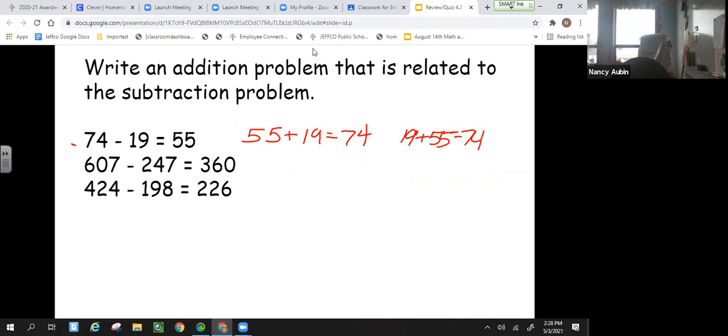All right, you've got 2 problems here. Let's do the next one. 607 minus 247 equals 360. Can you write on your board and hold up 2 addition problems that relate to that subtraction problem? On your marks, get set, go. What 2 addition problems can you come up with that relate to that subtraction problem? There should be 2, just like we did with 74 minus 19.